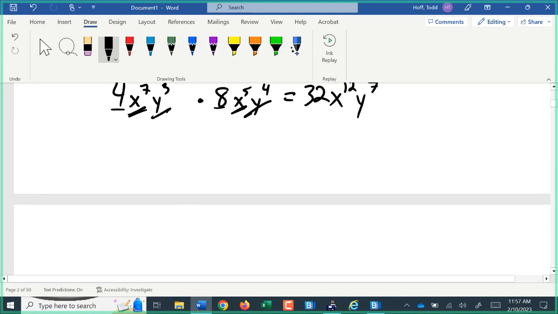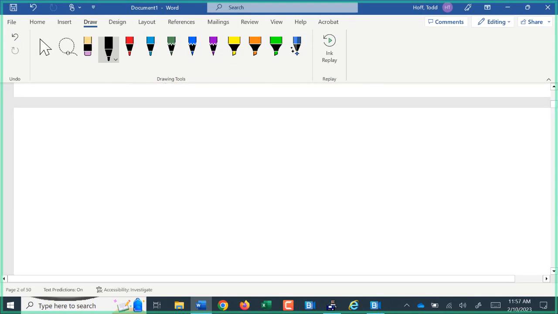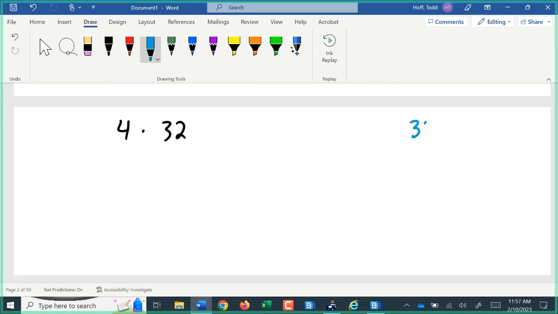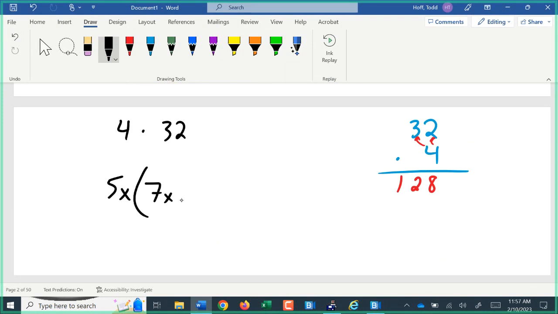I'm not going to waste a lot of time multiplying single digit numbers like this. We're going to look at the next step. When we were multiplying things like 4 times 32, what we did with whole numbers looked like this. We put the number with the most digits on top and times 4. 4 times 2 is 8. 4 times 3 is 12. Carry the 1. 128.